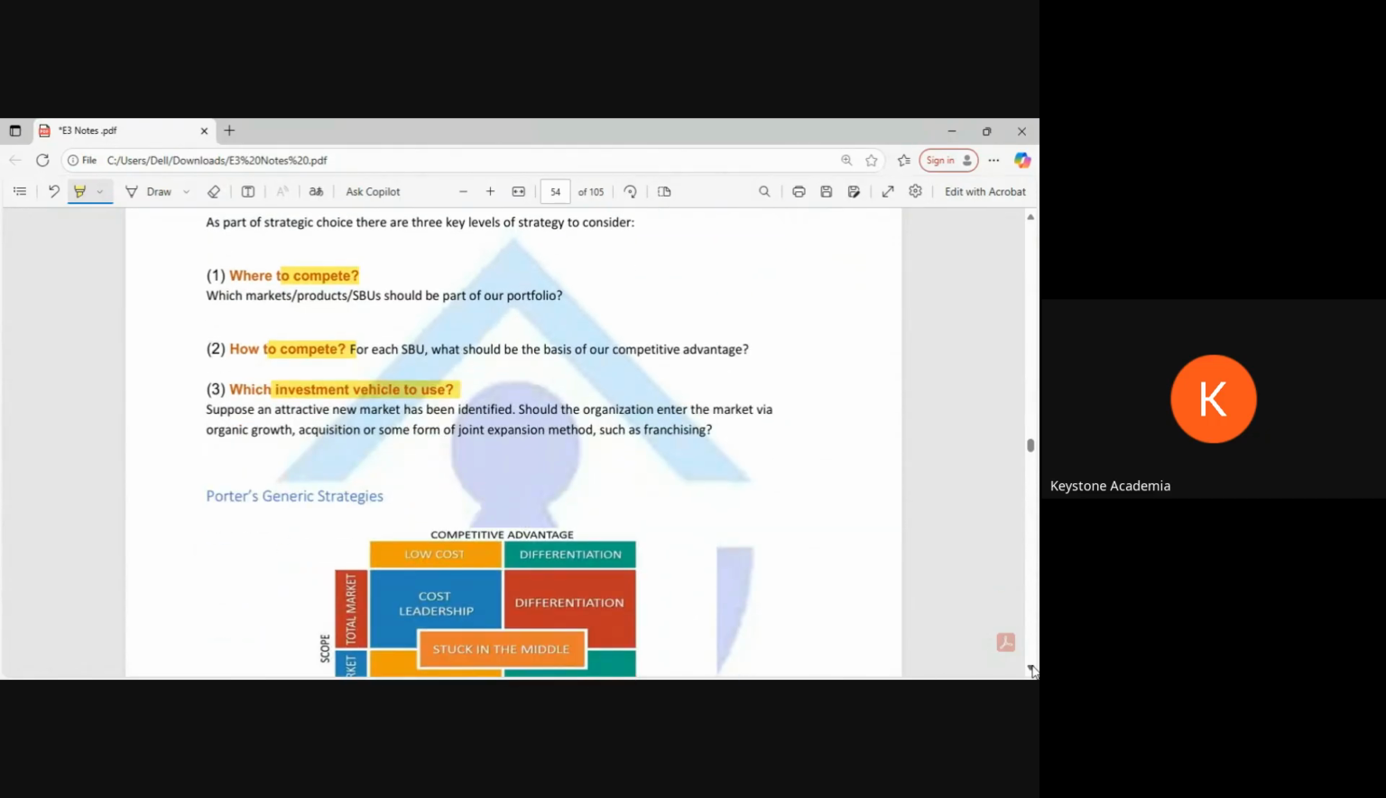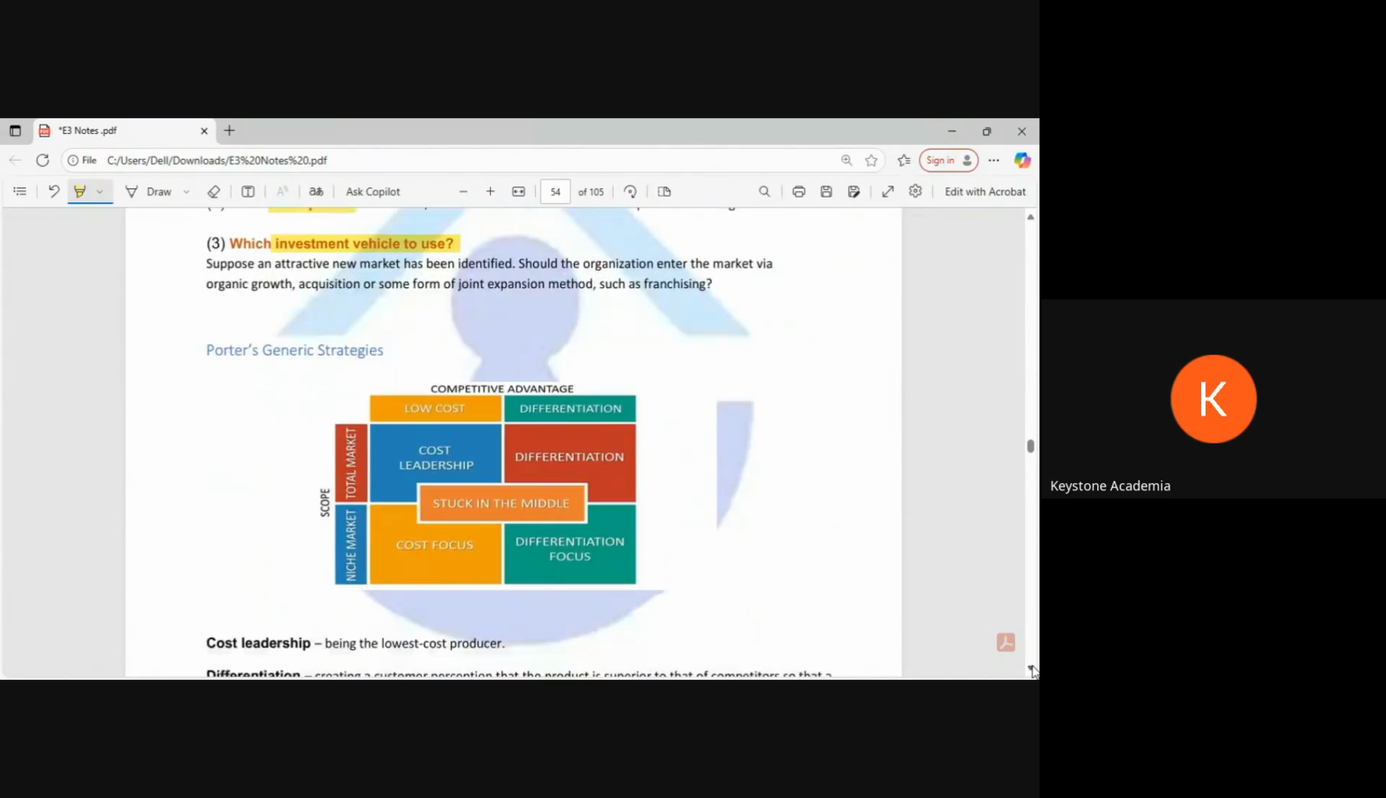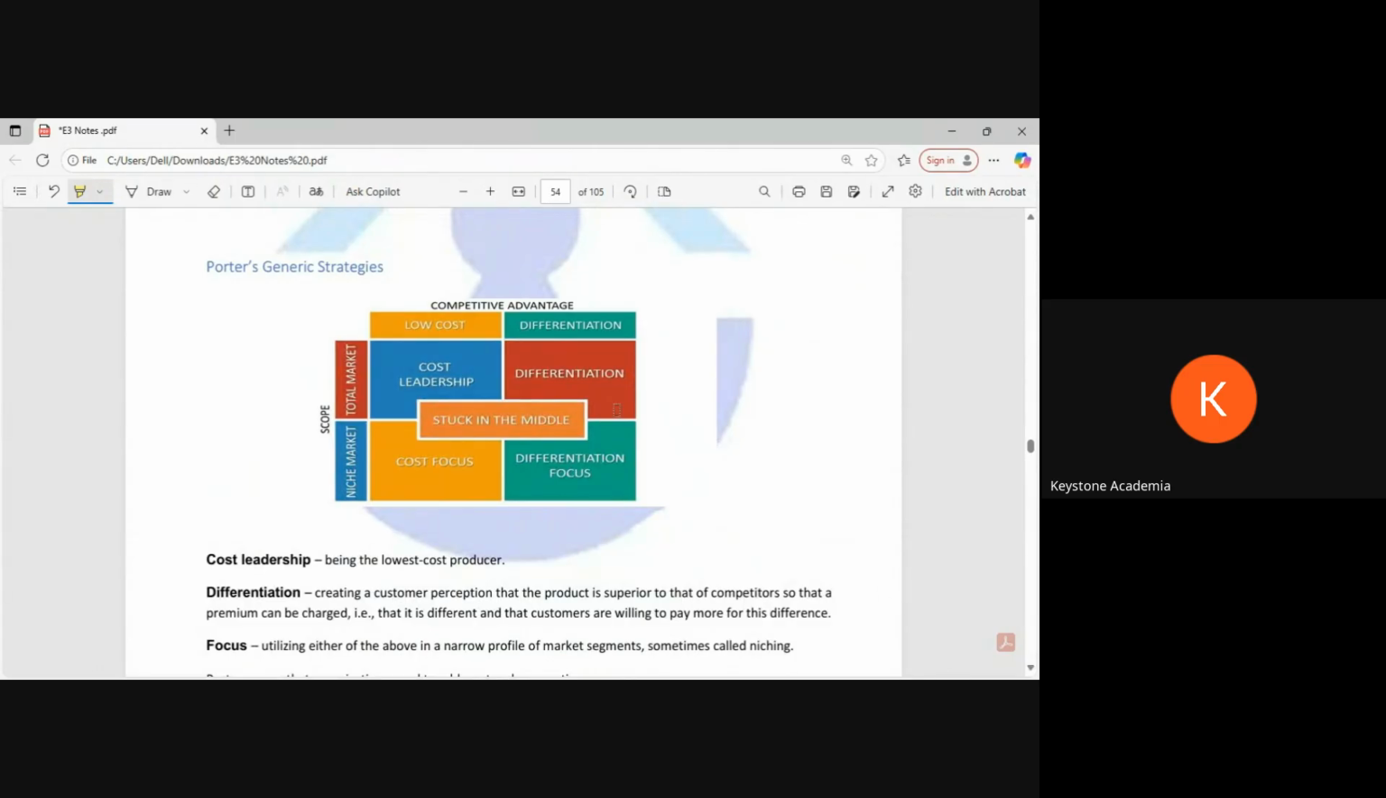Let's say if you're going to a new market, you want to acquire a business or you want to go organically, or neither of that. You want to say, okay, let's go into a strategic partnership first, a joint venture first, then see how things move on. Then which investment vehicle to use? Debt, finance, or take a bank locally from the target country where we are going. Then how our product should be, whether it should be cost leader or differentiator, or cost focus or differentiate focus.